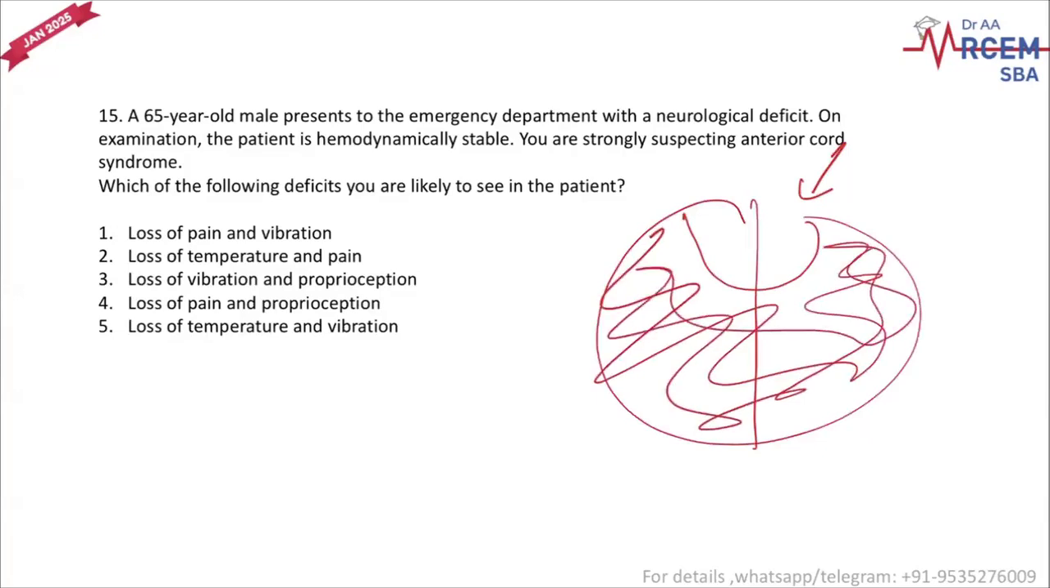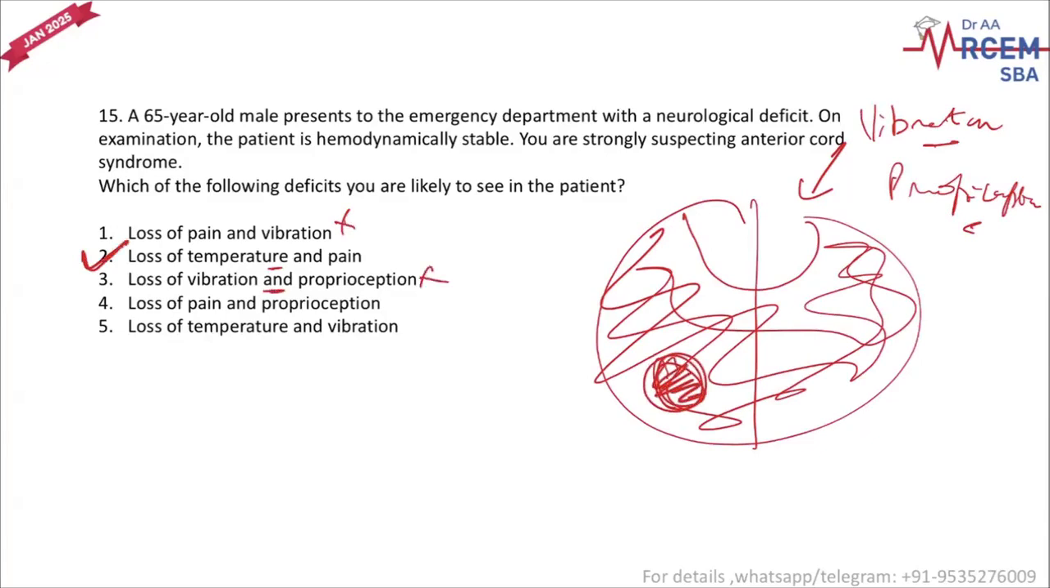The dorsal column carries vibration and proprioception. So you need to select an option which doesn't have vibration and proprioception. This has the vibration, so you can rule it out. Temperature and pain, yes, this is the right answer because this is carried by the spinothalamic tract, which is involved. Vibration, proprioception, no. Proprioception again here, no. Vibration here, again, no. That's how you can rule out and pick the second one, which is carried by the spinothalamic tract.